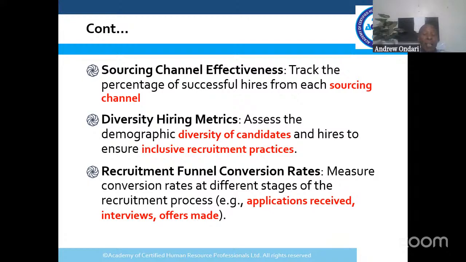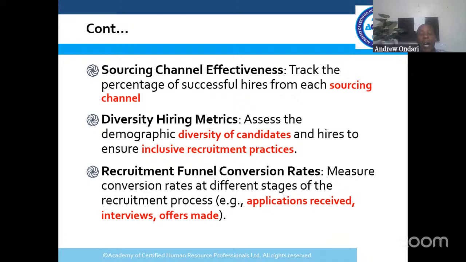And then lastly is the recruitment funnel conversion rate. A funnel is like a tool that we use to pour oil or water or milk into a container. So that recruitment funnel means that we attract people from a large market, like a funnel, and then we have to screen them. And lastly, we get the right person at the end of the process.